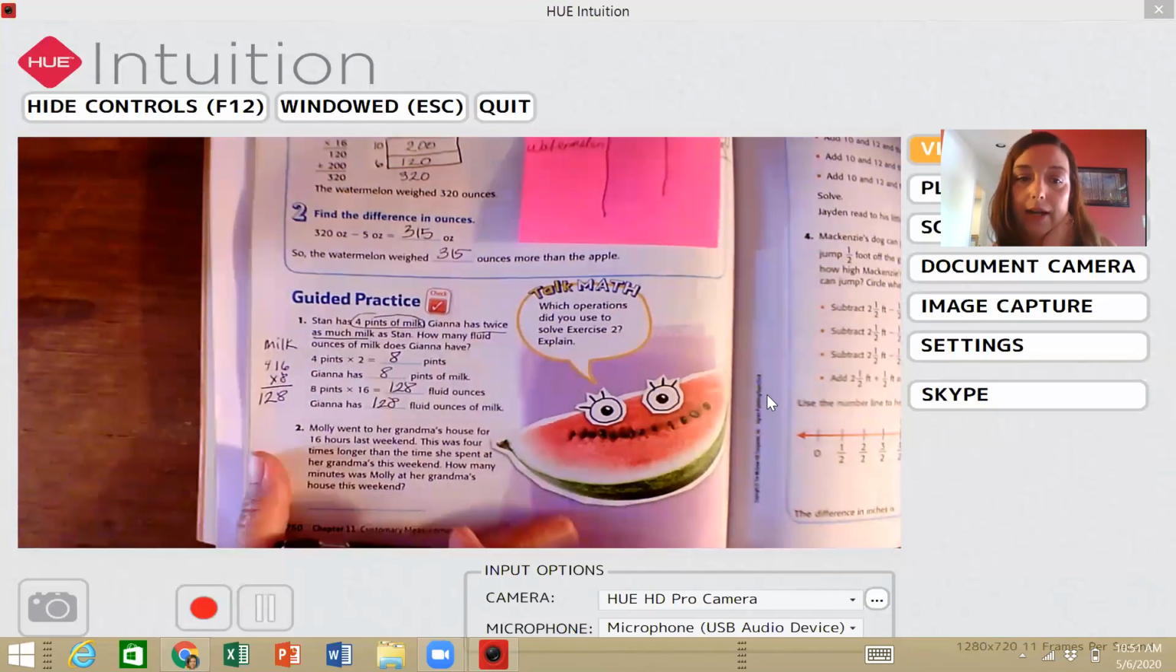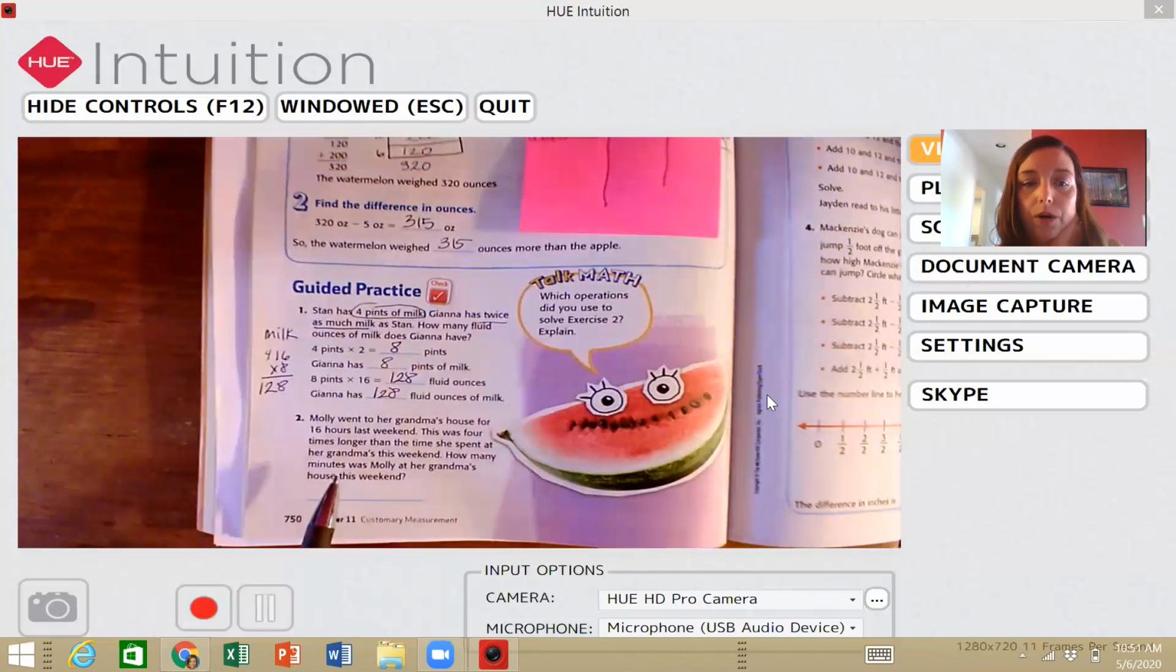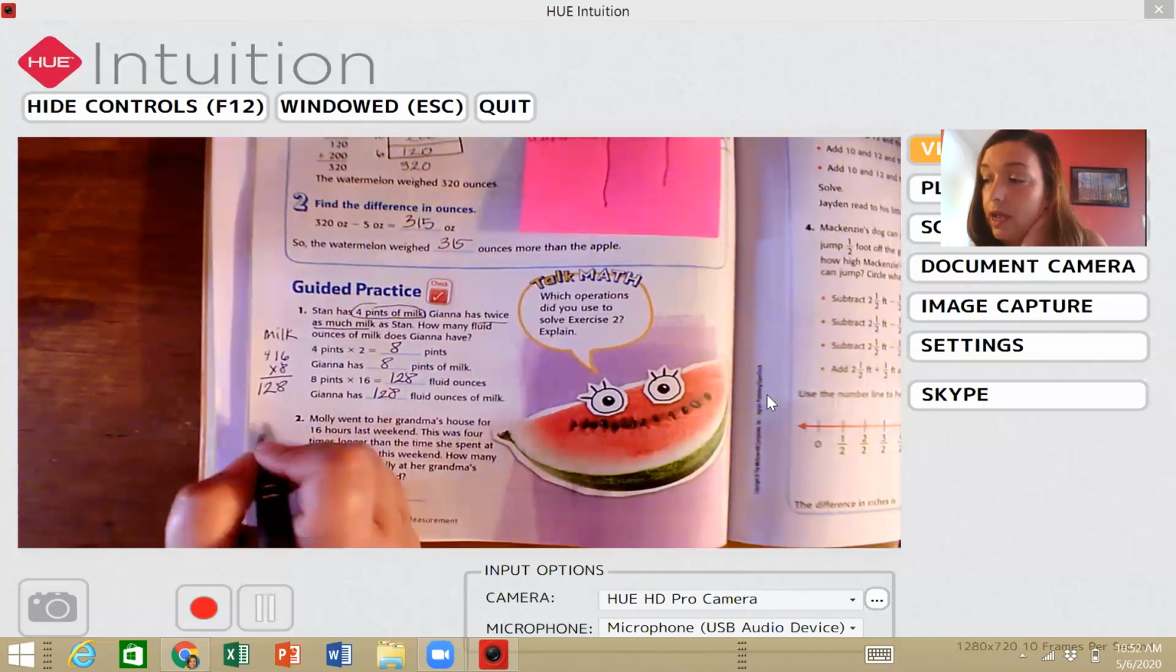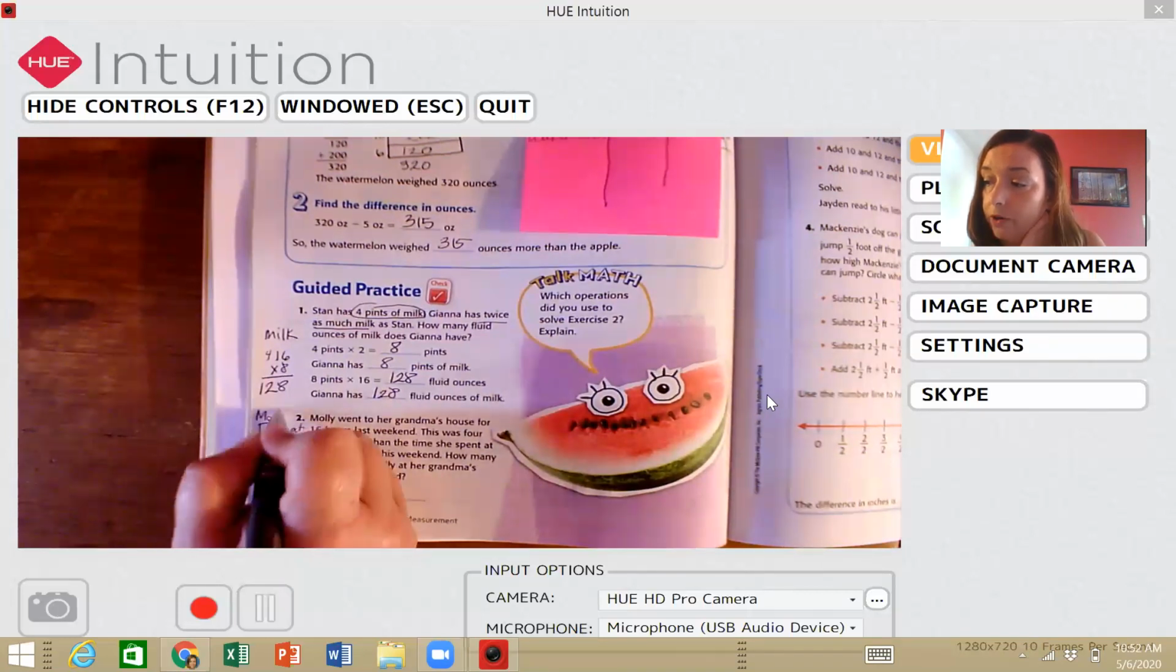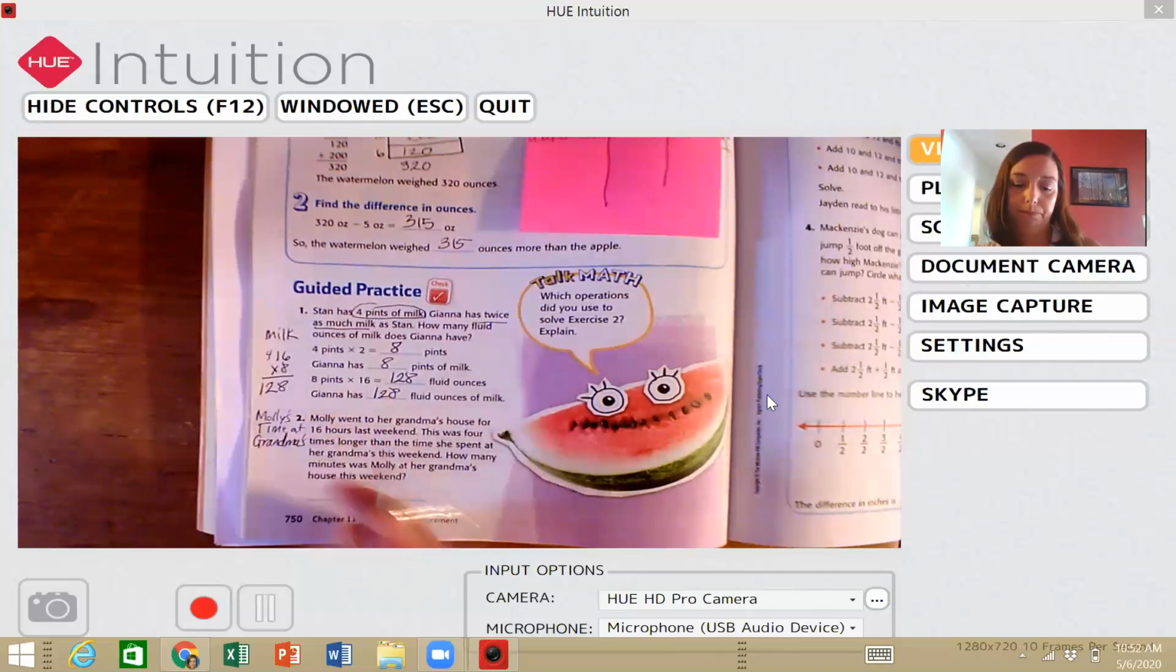All right, let's take a look at number 2. So number 2 says, Molly went to her grandma's house for 16 hours last weekend. This was 4 times longer than the time she spent at her grandma's this weekend. How many minutes was Molly at her grandma's house this weekend? Okay, so the problem is about time at grandma's, right? So Molly's time at grandma's is what the problem is about, okay?